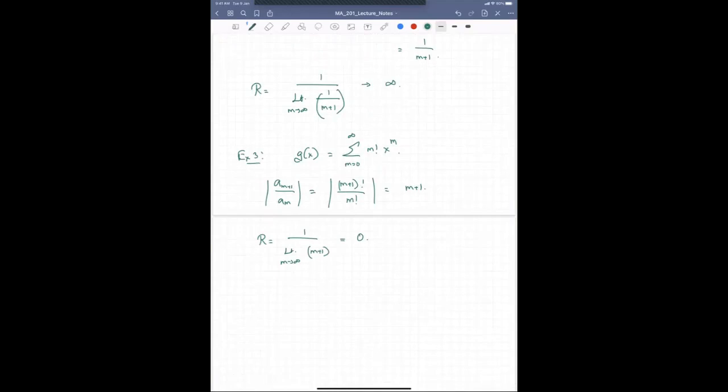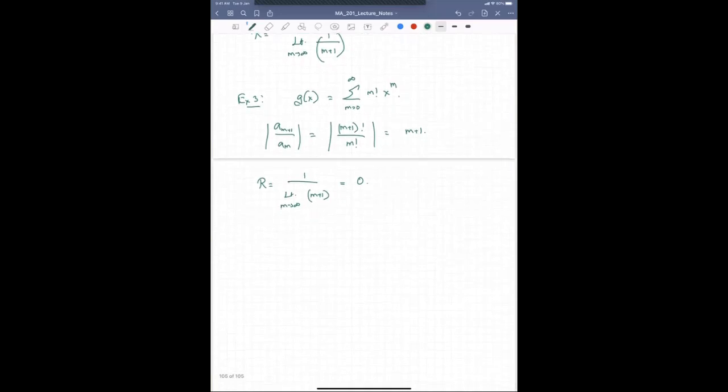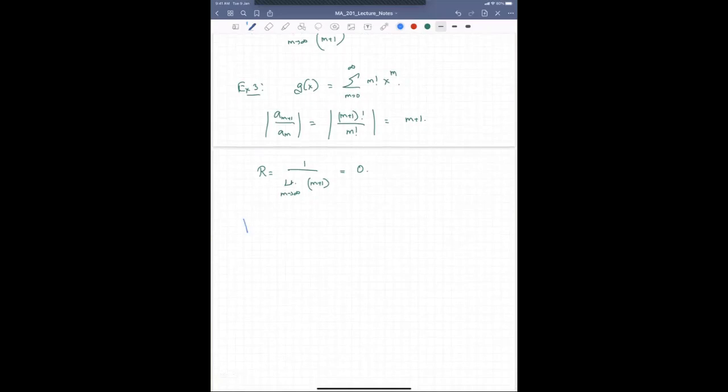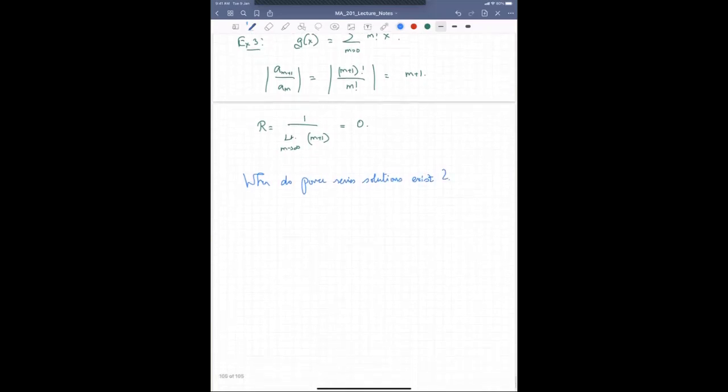For any other value of x, this series diverges. So you should be careful looking at the convergence and divergence when you're asked to calculate the radius of convergence. So why did we go through all these things? We went through all these things to tell you when you can write down a power series solution for a given ordinary differential equation. When do power series solutions exist? Suppose I write the differential equation in the standard form; make sure to always write it in the standard form.